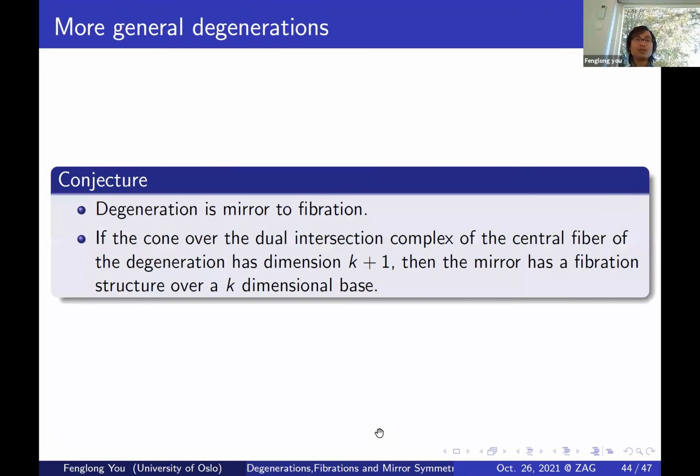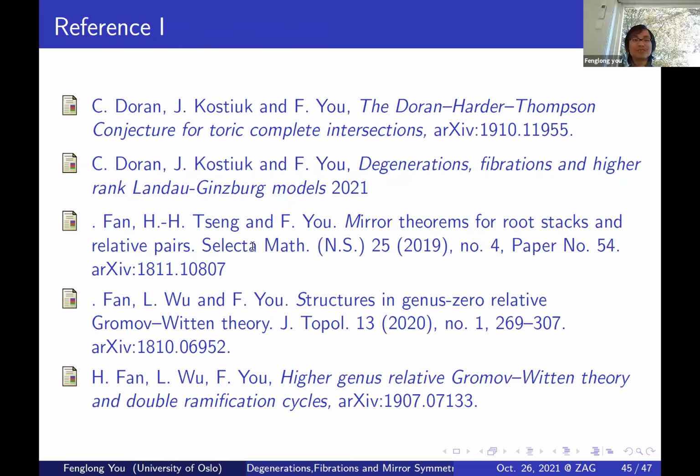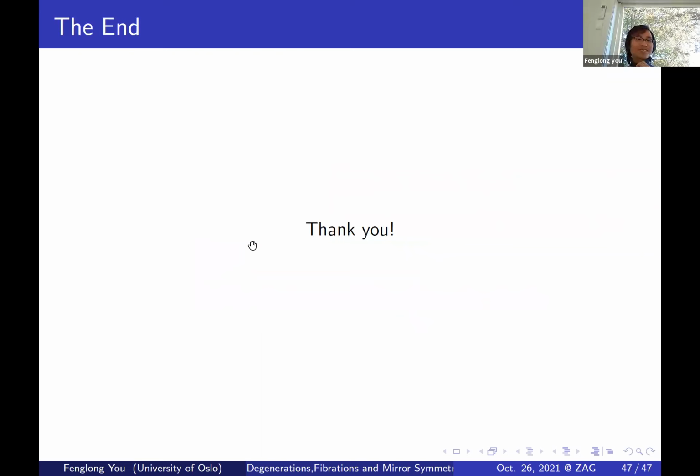So in general, if we have more complicated degeneration, we will have more complicated fibration. And if the dual intersection complex of the central fiber of the degeneration has dimension k plus 1, then the mirrors should have a fibration with k dimensional base. Yeah, and that's all I want to talk about today. Yeah, thank you. Thank you.